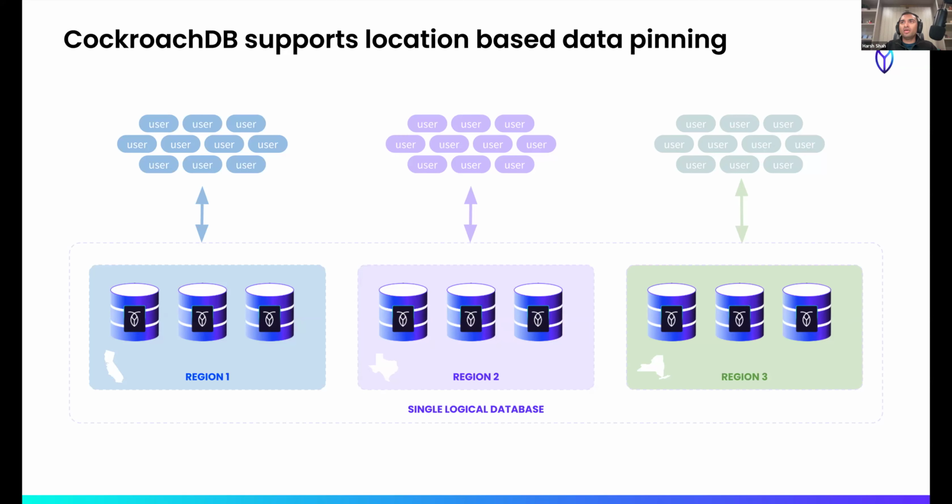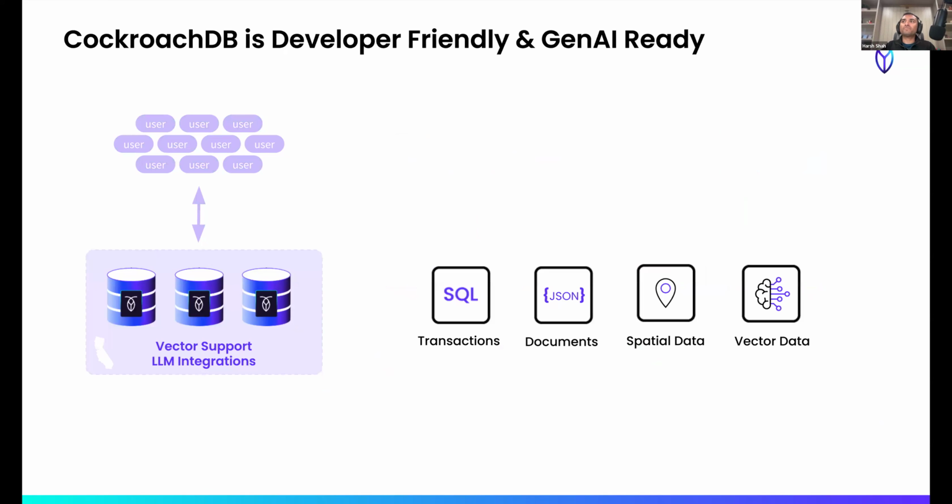But on top of that, as I said a little bit earlier, developers need flexibility. So we store everything within CockroachDB as tables. It's a relational database that's distributed, right? So you can already process SQL transactions, but we also have JSON support. You can store JSON documents through JSONB support. We have spatial data support, and now we also introduced vector data support as well. So you can store vector embeddings right on your OLTP transactional database.